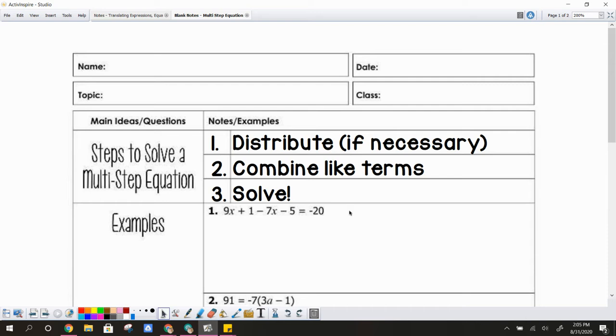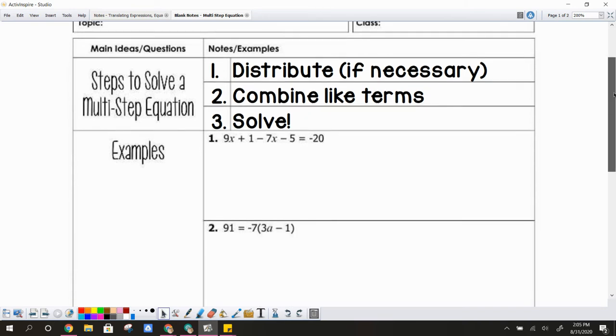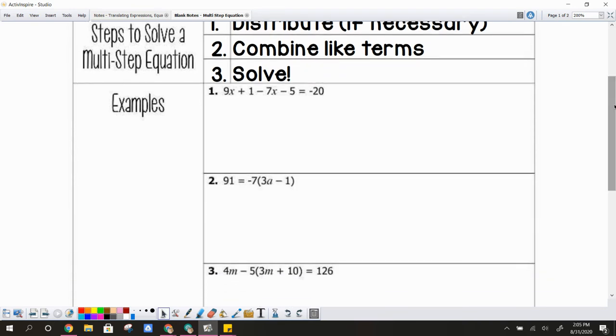So we're going to go through some examples just to see what that looks like, and then we'll have you practice on your own. So, for example 1, we're going to go ahead and start with distributing if necessary. There are no parentheses here, so that means that we don't have to distribute on this one. We can go straight to step 2. Step 2 is to combine like terms.